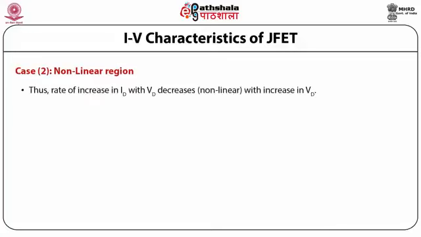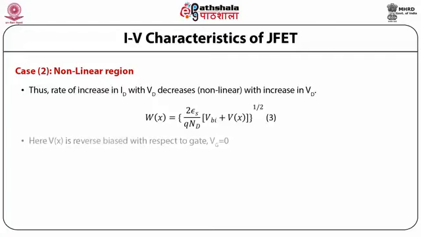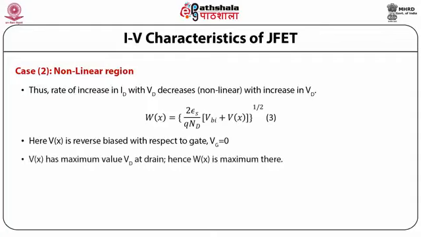So if Vx is the voltage at a distance x from the source, the depletion region width Wx becomes W equal to [2 epsilon s by Q Nd multiplied by (Vbi plus Vx)] to the power 1 by 2. Here Vx is reverse biased with respect to the gate, Vg equal to 0. So Vx has maximum value Vd at the drain and hence W is maximum there.